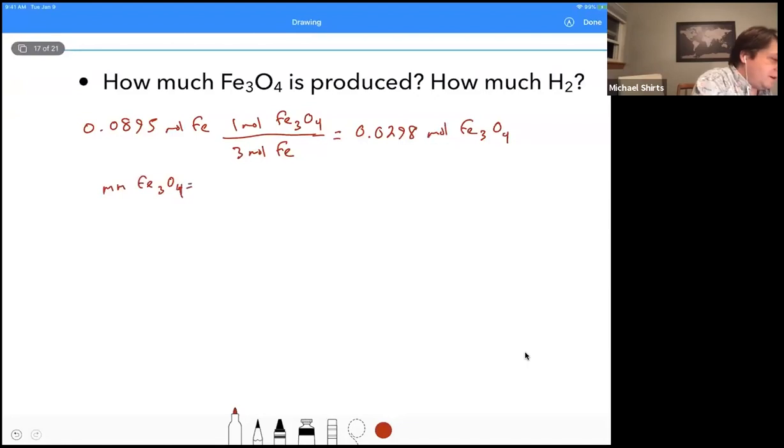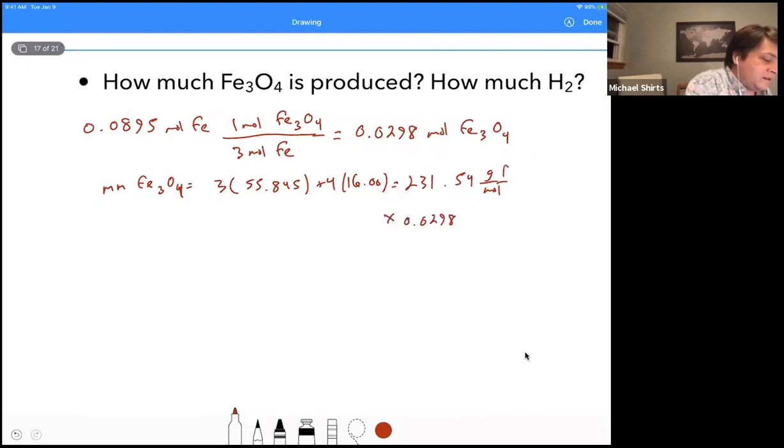So the molar mass of iron oxide, Fe3O4, is going to be 3 times 55.845 for the iron, plus 4 times 16.00 for the oxygen, which is 231.54 grams per mole for iron oxide, times 0.0298 moles of Fe3O4. The moles cancel. That gives us 6.90 grams Fe3O4.